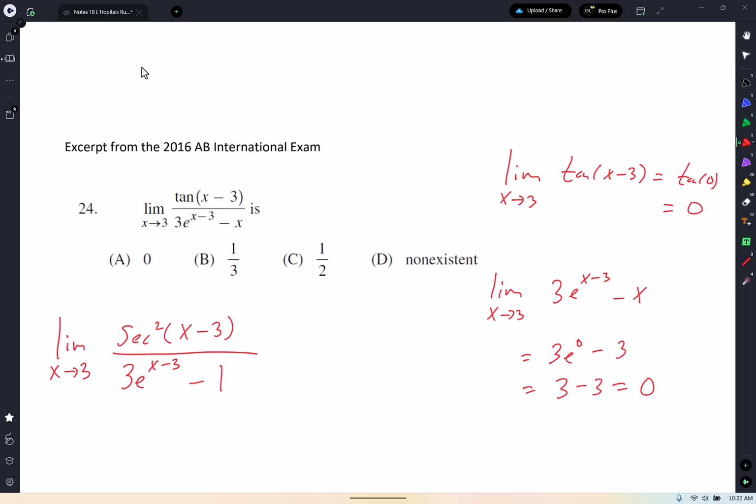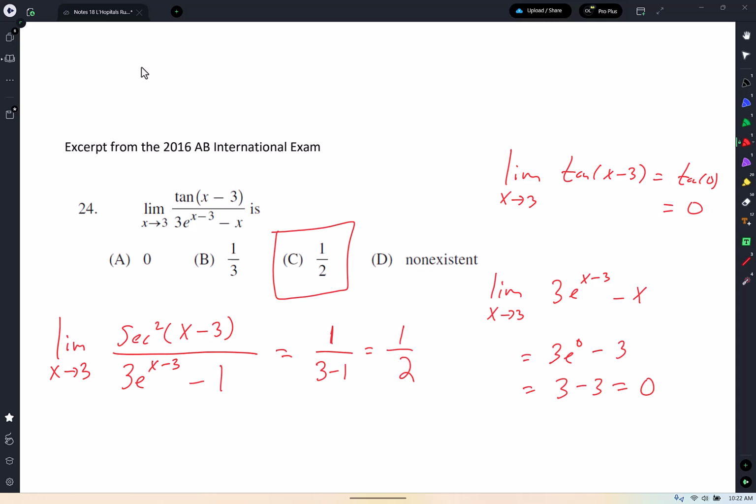Now I do not get 0 over 0. Now I get something. If I plug in a 3 into secant squared of x minus 3, I get secant squared of 3 minus 3, which is 0. Secant of 0, remember secant's the reciprocal of cosine. Secant of 0 is 1, so I get a 1 in the numerator. In the denominator, 3 minus 3 is 0. E to the 0 is 1. 1 times 3 is 3, so I get 3 minus 1. So my answer is 1/2. Notice they have a 1/3 there because they want you guys to pick it.